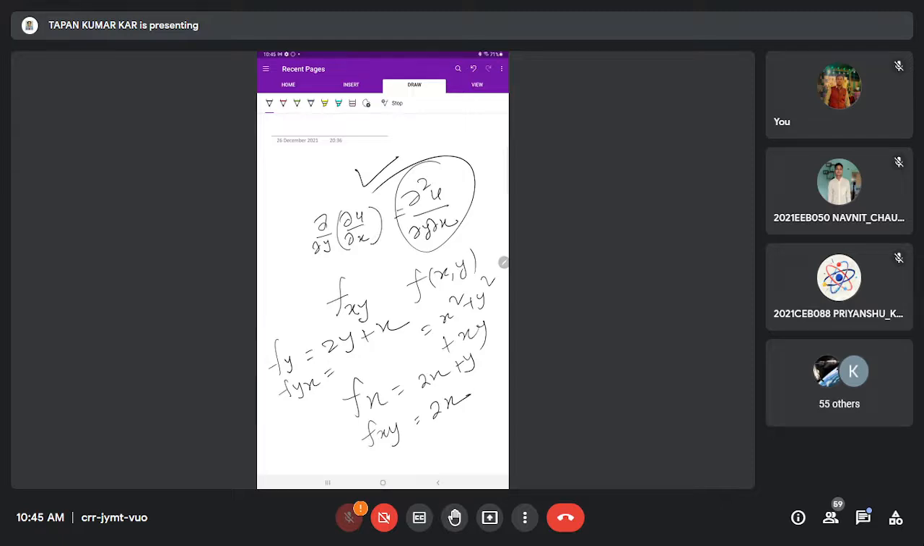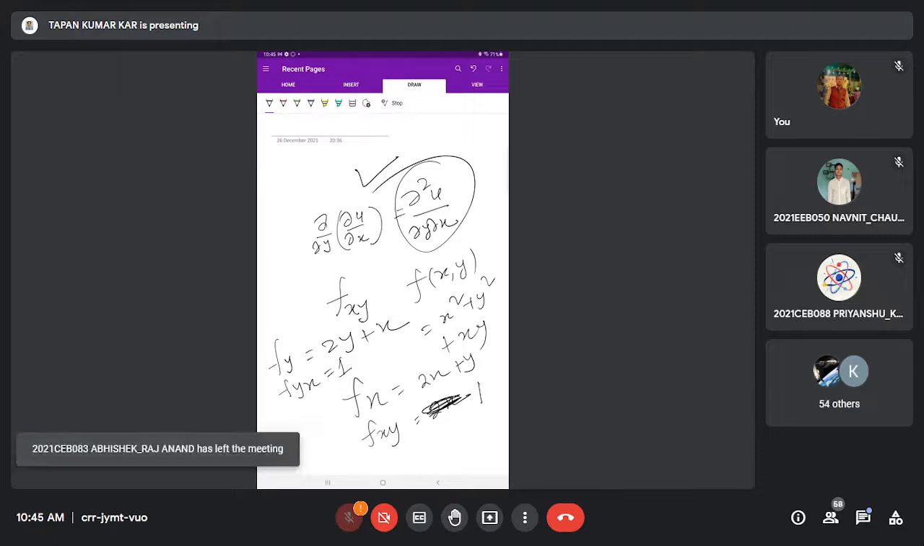Sorry, here it was a mistake. fxy will be 1. Yes, sir, fxy is 1, and fyx is also 1. So look at this. In most of the cases it happens that both are equal. But you cannot draw any general conclusion.